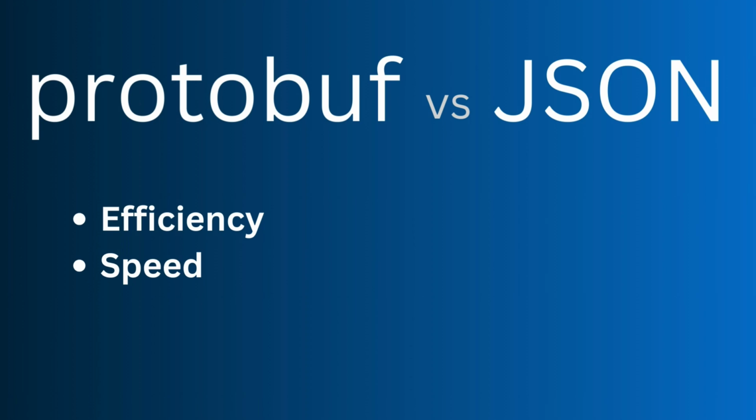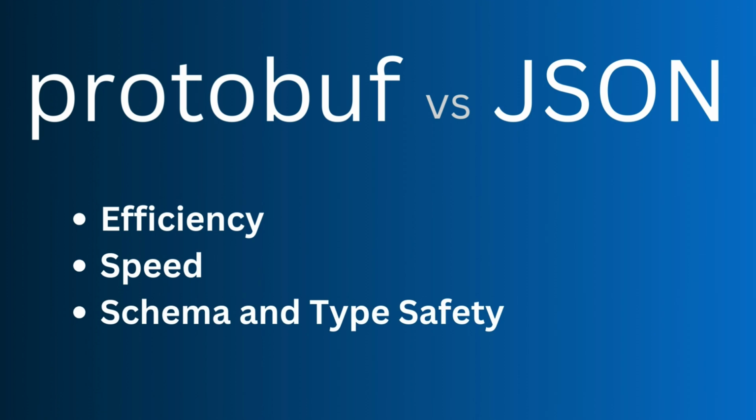This is because Protobuf uses a binary format, which is much quicker for machines to process compared to the human-readable text format of JSON. Schema and type safety. Protobuf requires you to define a schema using .proto files, which provides a strong type system. This ensures that data conforms to a specific structure, reducing the risk of errors due to missing or incorrectly typed fields.